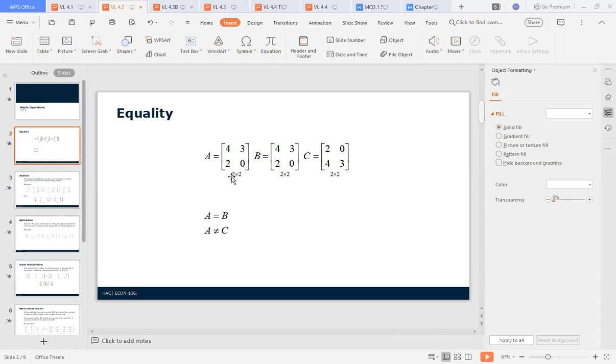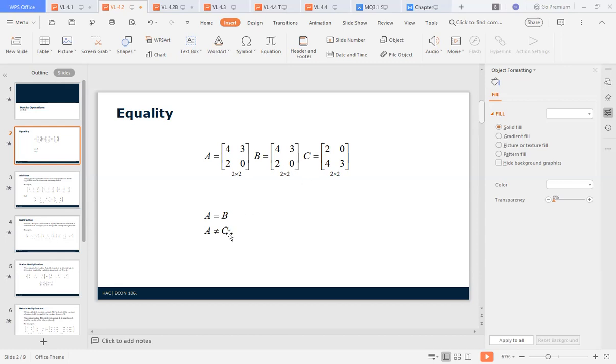The dimension is also a 2 by 2. For matrix B, the matrix consists of elements 4, 3, 2, and 0. The dimension is a 2 by 2. We can say also that because they have the same dimension, which is a 2 by 2, and the placement of the elements corresponds to the same location, then both matrices are equal.